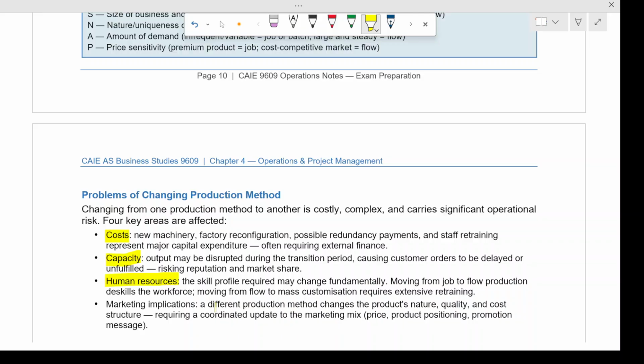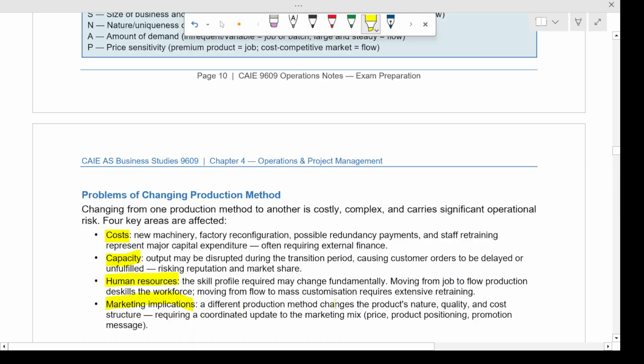Moving from flow to mass customization also requires extensive retraining. So if you go from flow, which is only automation, to mass customization, which involves a certain level of customization, in that scenario you would also have to spend a lot of money on retraining, as your staff may not be as skilled anymore. Marketing implications.